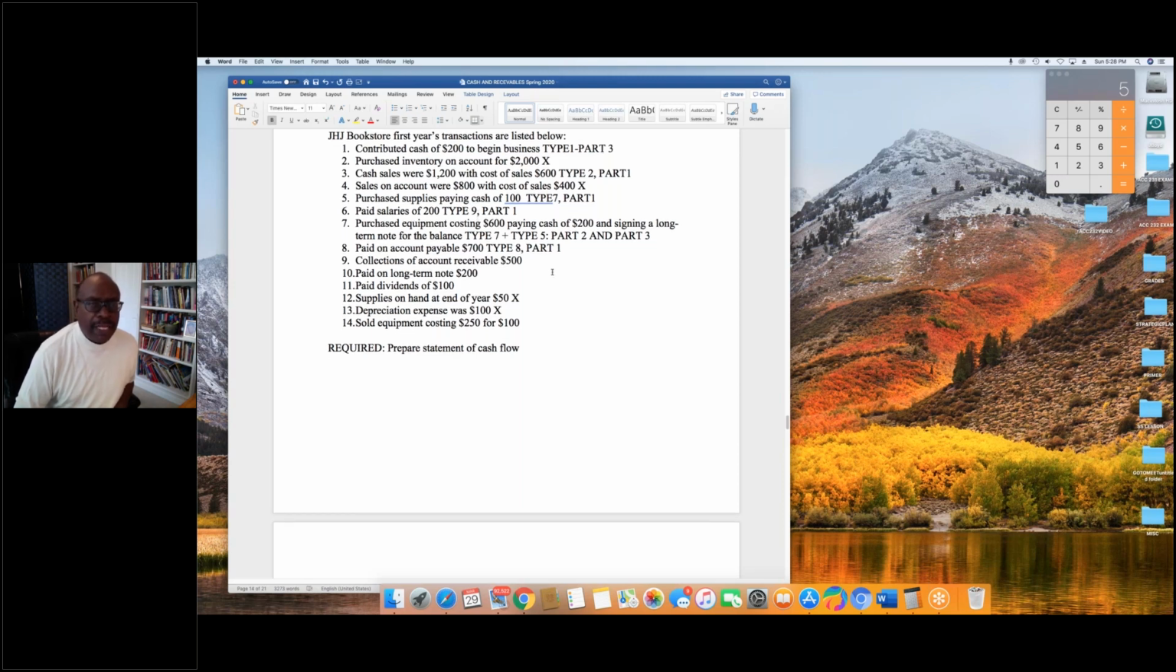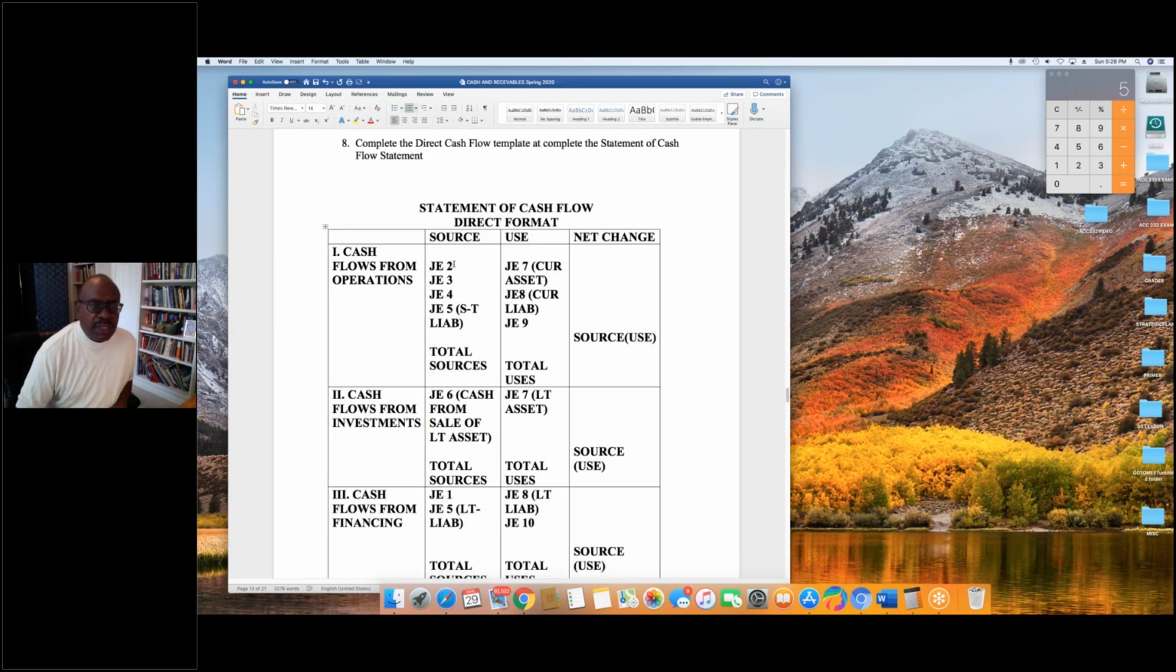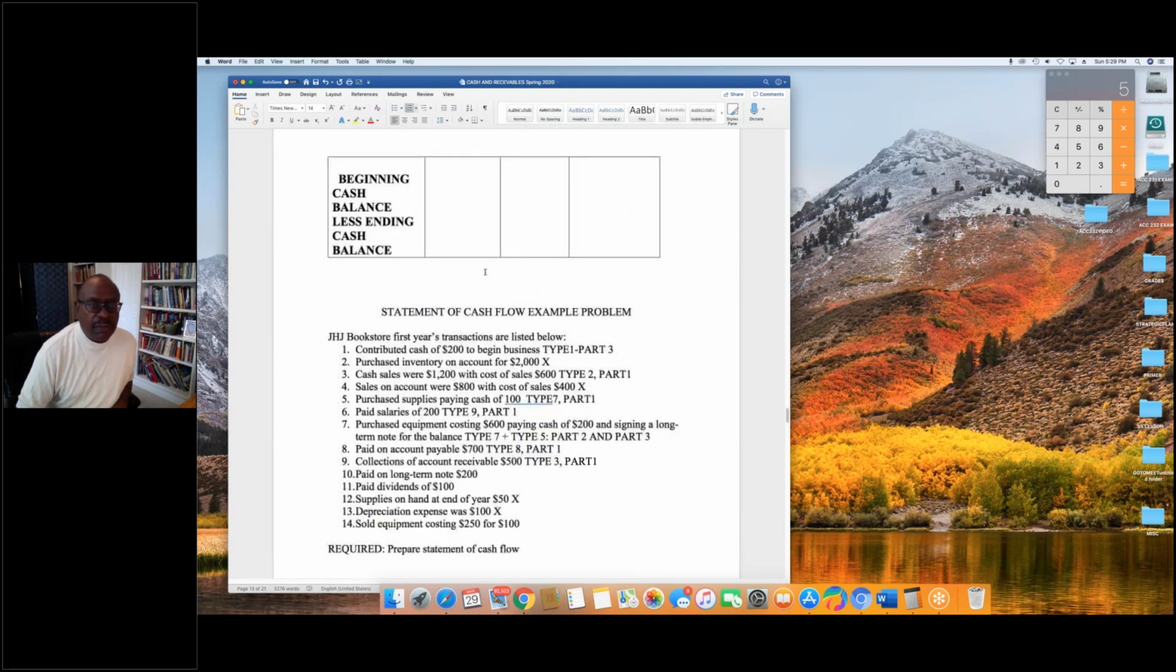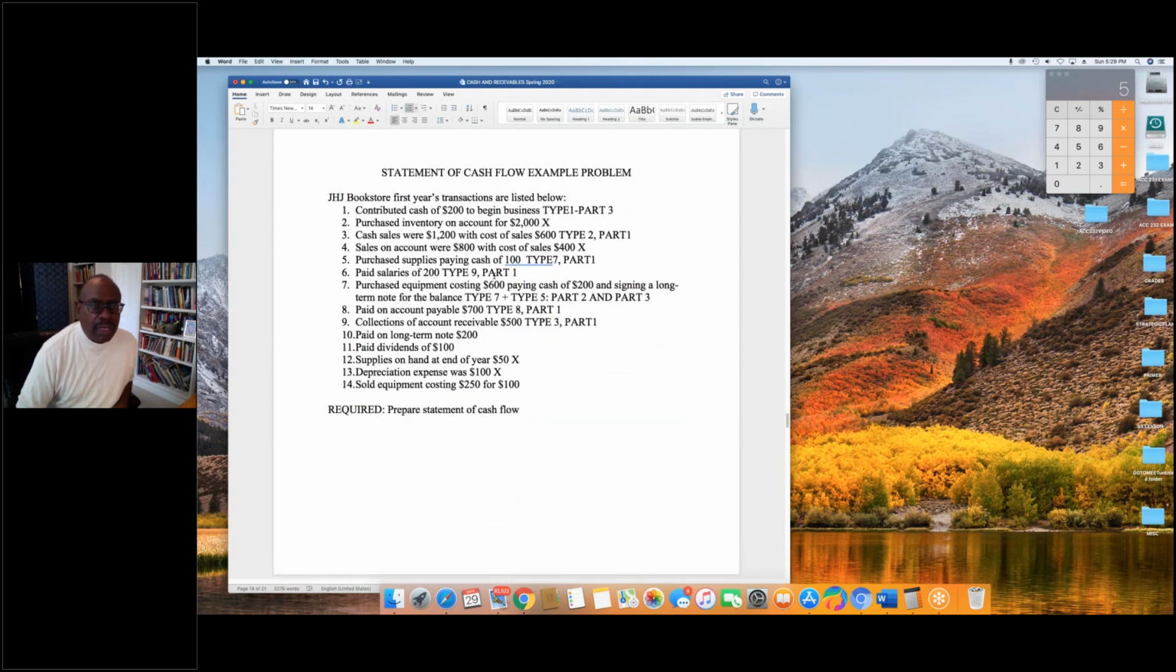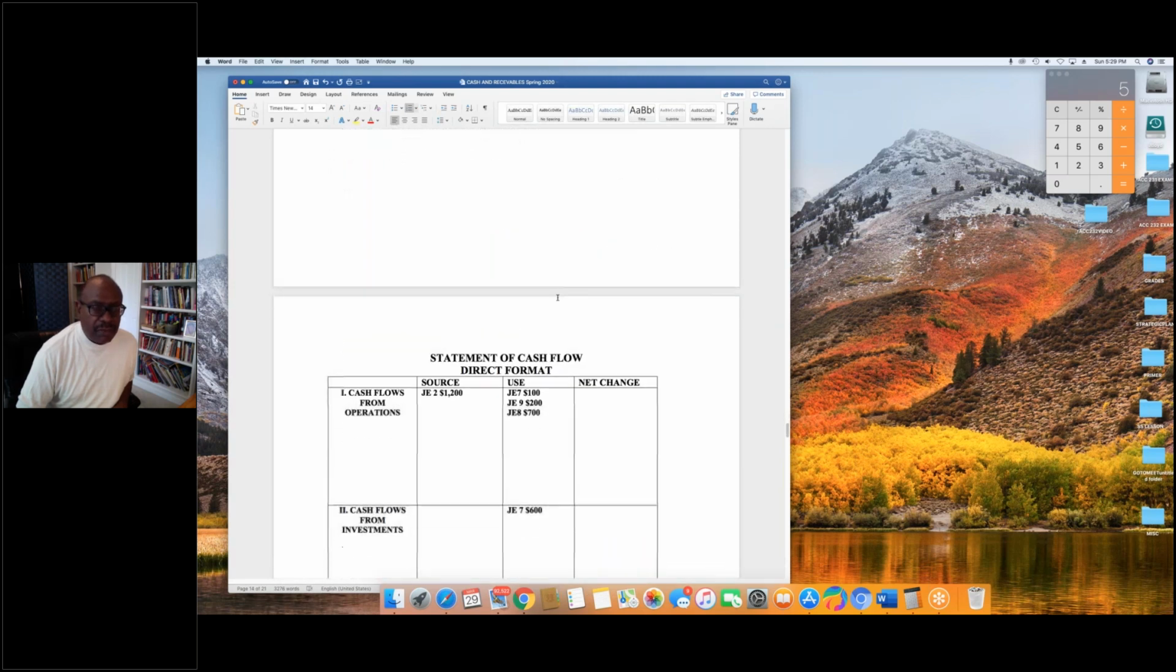Okay, back on track. Collections on account receivable, another cash transaction. That, of course, is a type 3. And so that's going to go on part 1 of the statement. Because journal entry 2, 3, 4 go in type 1. So we're going to get that collection of 500.